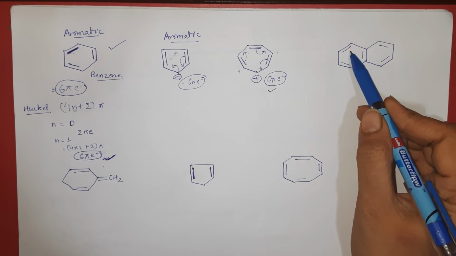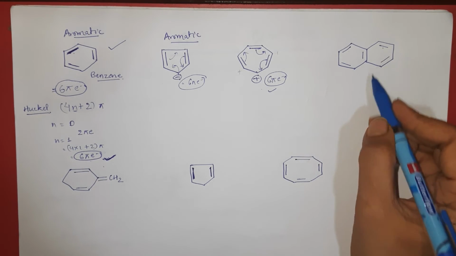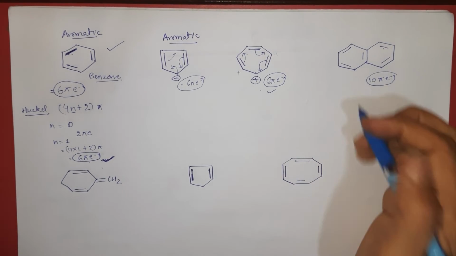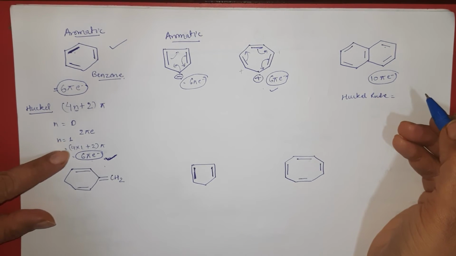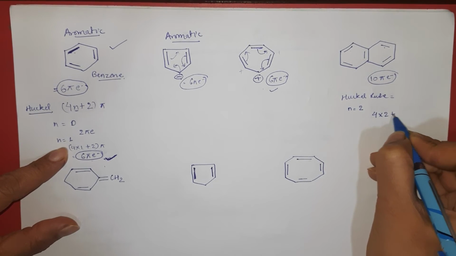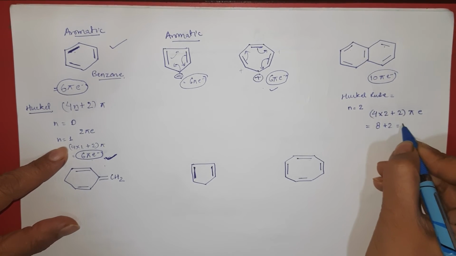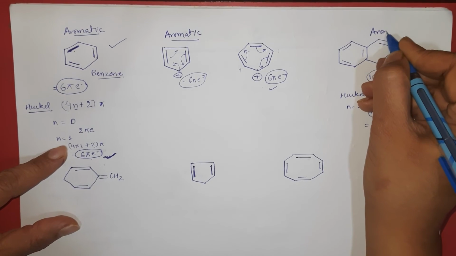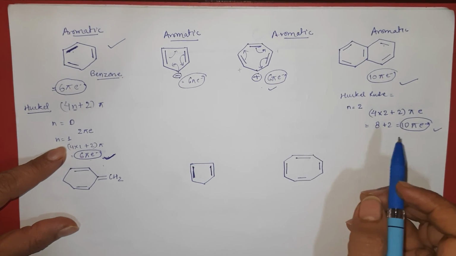This is also a conjugate structure. So 2, 4, 6, 8 and 10. So here it's come out to be 10 pi electron. So let's calculate according to the Huckel rule. So if I put n is equals to 2 here, so what will come out to be 4 into 2 plus 2 pi electron. So 4 2s are 8 and plus 2 is equals to 10 pi electron. So here also you can see that this compound is also aromatic in nature. So I think it must be clear that how you are going to calculate the aromaticity of the compound.